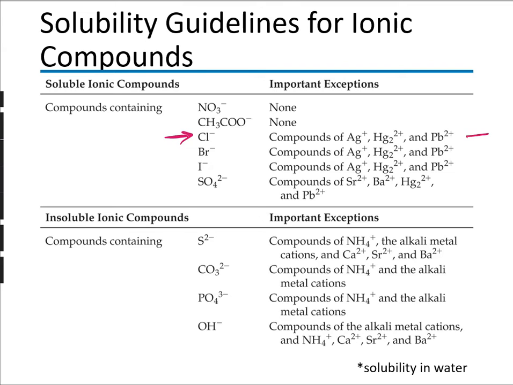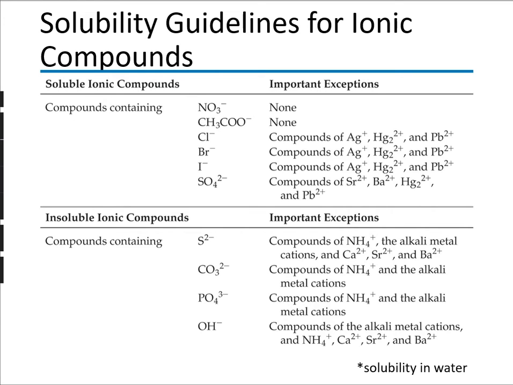So you want to look over here. These exceptions mean that whatever cation is paired with that chloride, if it's one of those three, it's going to be insoluble. So your exceptions mean the opposite. Because chlorides are generally soluble, the exceptions are going to be insoluble. In this case, we have silver chloride, so it's going to be insoluble. We also have potassium nitrate. If we look at our nitrates, the very top row, they're soluble and there are no exceptions, meaning that all nitrate compounds are going to be soluble.